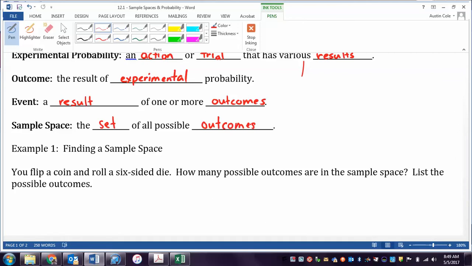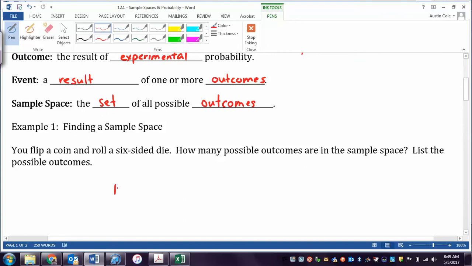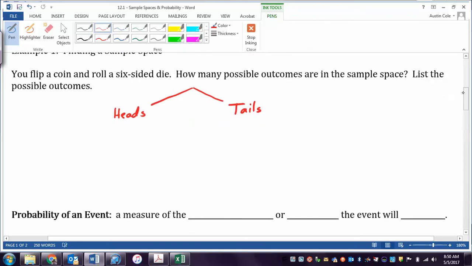All right, so example 1, it says you flip a coin and roll a 6-sided die. How many possible outcomes are in the sample space? All right, well, you flip the coin first. What are the two outcomes from flipping a coin? Heads or tails, right? So one option is a heads, and the other is a tails. I'm kind of making a tree or a table or a flow chart, if you will, of all the possible outcomes.